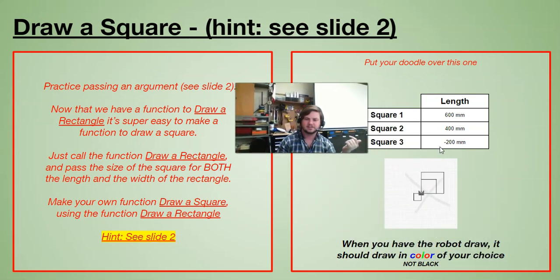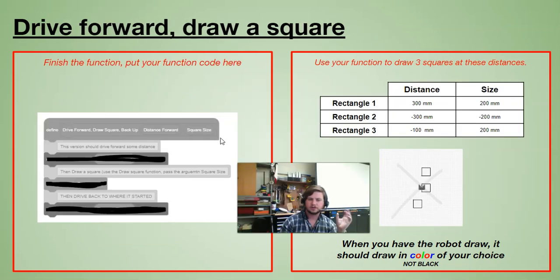Now do notice there's a negative number here, which does something kind of interesting. On this one, you're going to make a function called drive forward, draw square, back up. I'm not going to give you any more clues than that. When you run it with a distance forward of 300, -300, -100, size 200, -200, 200, you should get this as your output if you did it properly.